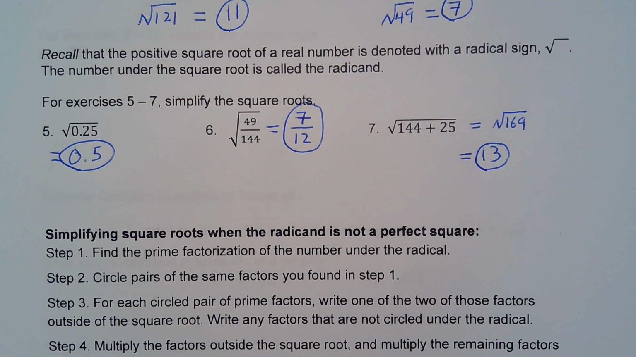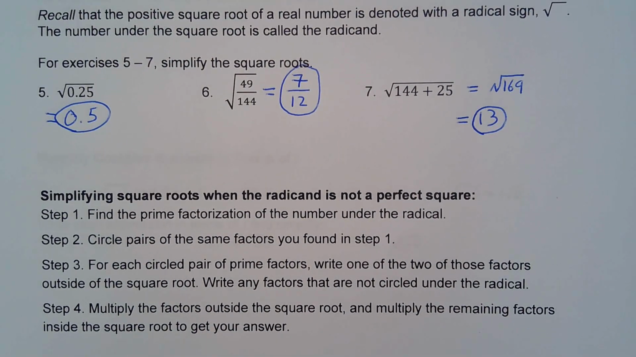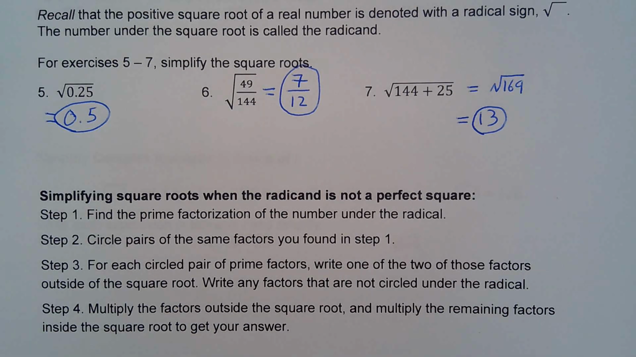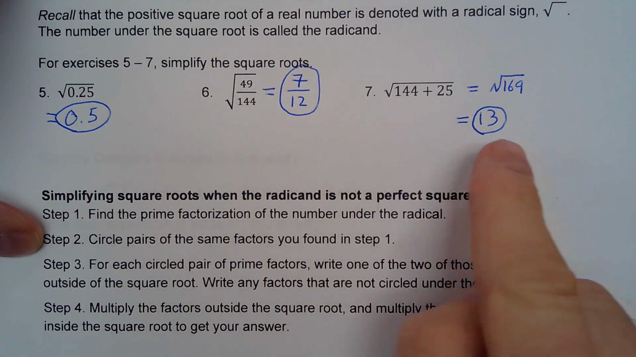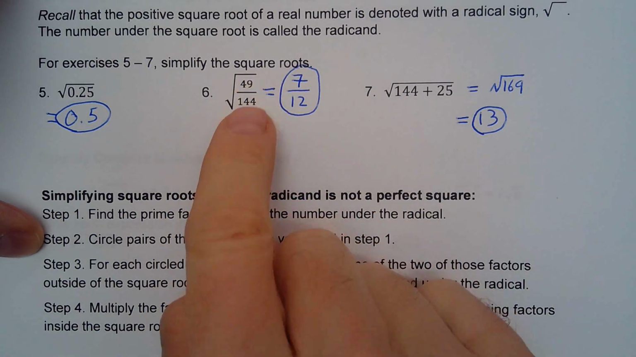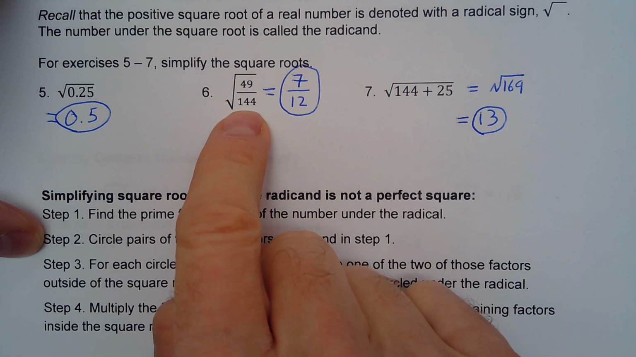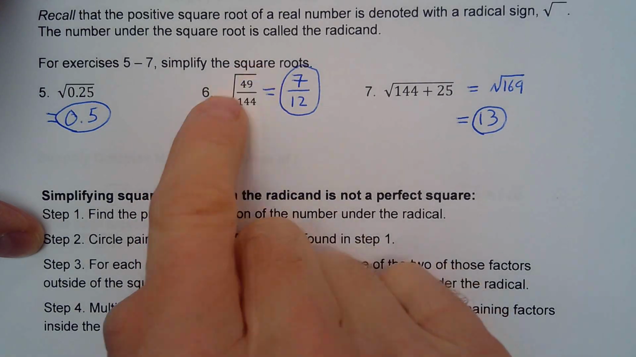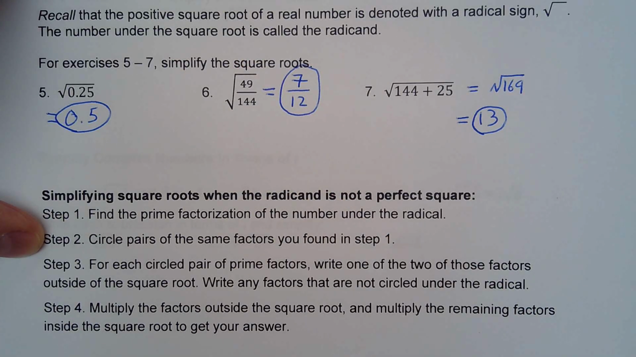Now, simplifying square roots when the radicand is not a perfect square. This is how you would do it by hand. You'd first find the prime factorization of the number under the radical. And by the way, the number underneath the radical, like this 49 over 14, that's called the radicand. And this symbol, the square root symbol, is called a radical sign.